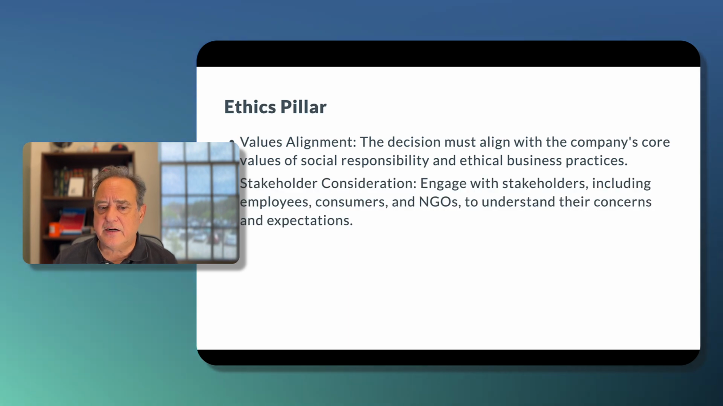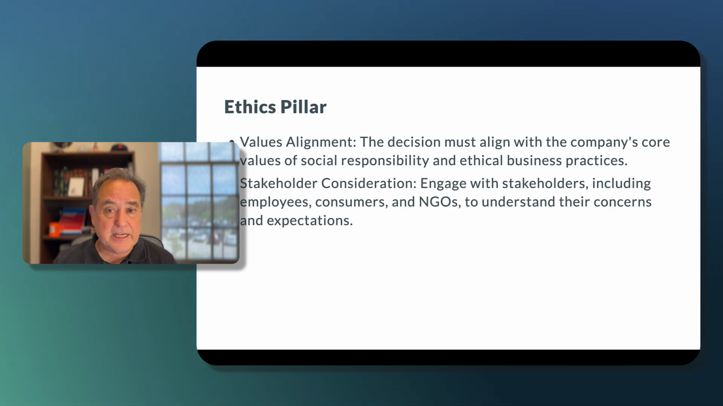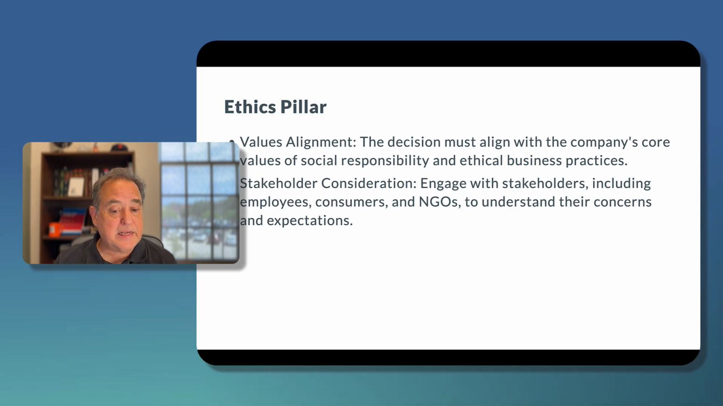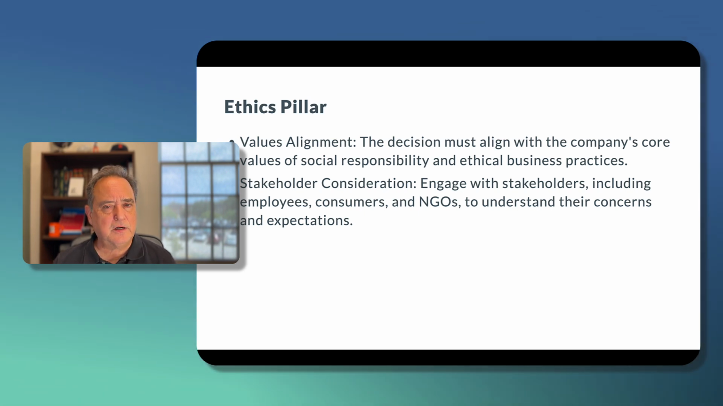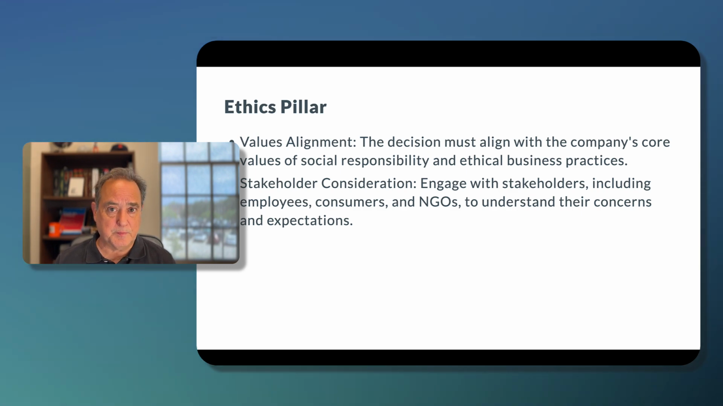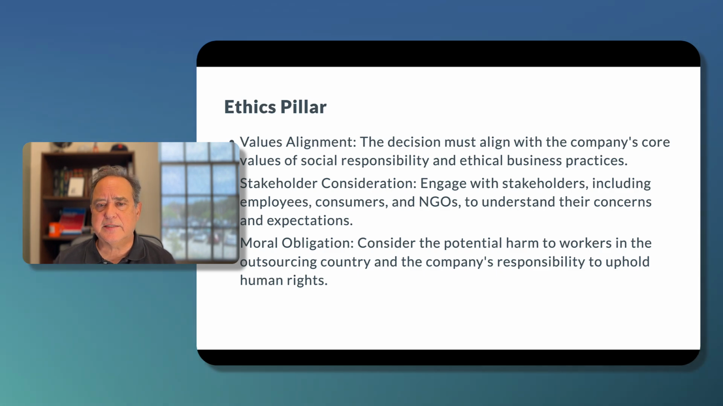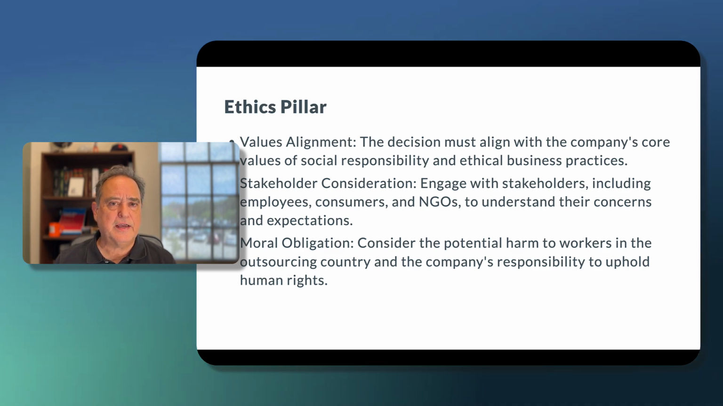So we have to consider our stakeholders. We need to engage with our stakeholders, including employees, consumers, and potentially NGOs, non-governmental organizations, to understand what their concerns and expectations are in regard to producing goods in this country. And then we also have a moral obligation to consider the potential harm to workers in the outsourcing country and our company's responsibility to uphold human rights. So that's the strategy, law, and ethics pillars.